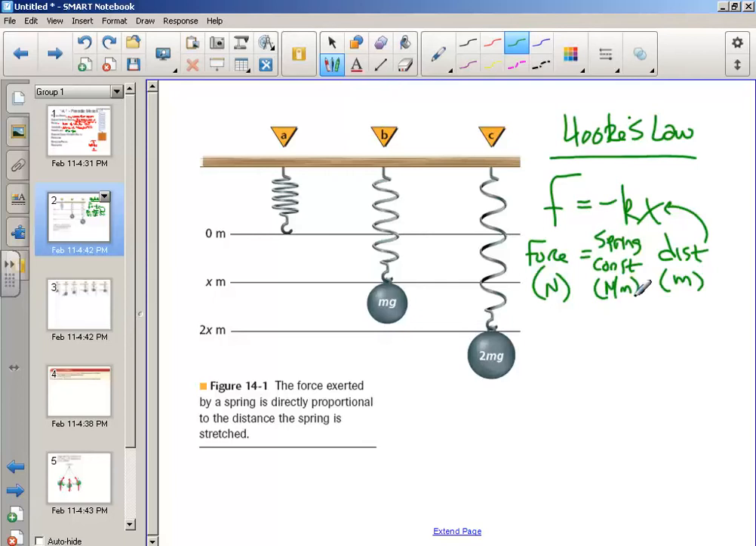Now the spring constant is how hard it is to stretch a spring. So if it took 10 pounds to stretch a spring 1 foot, that would be 10 pounds per foot. Or in the metric system, 10 newtons per meter, something like that. The reason that it's negative is that if you're pulling this down with gravity, the restoring force is always opposite. So if you were to compress a spring, it would force against you, and that's why it's negative. It's always against what you're pulling at.